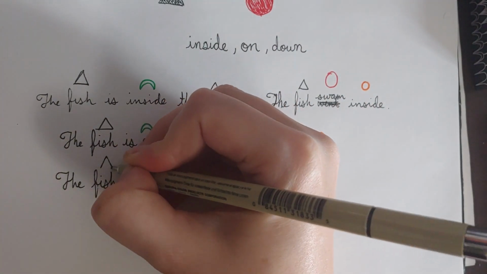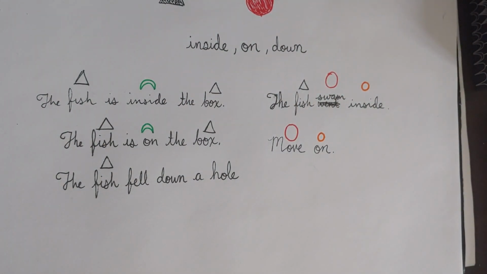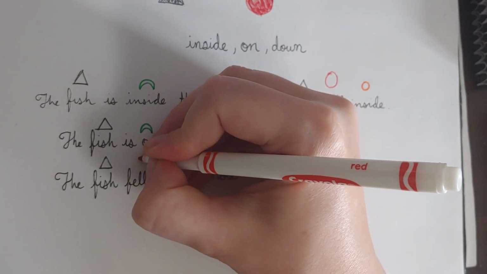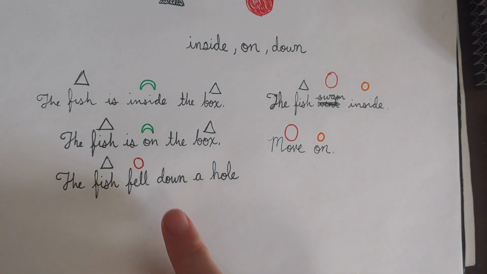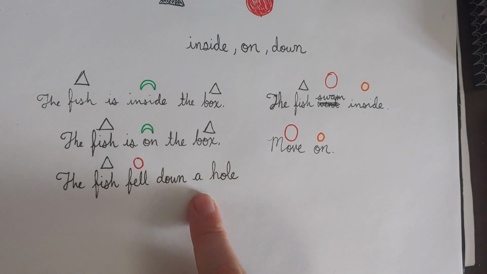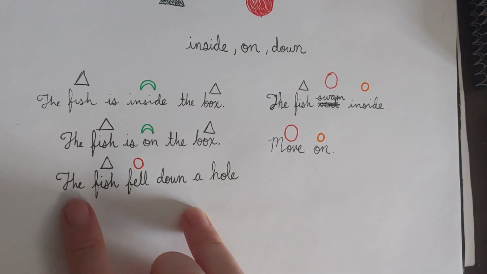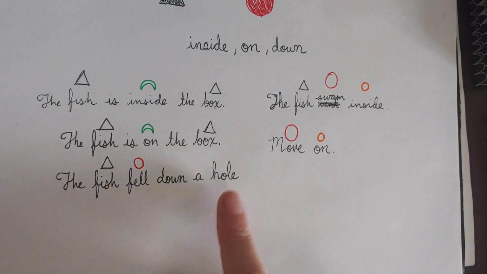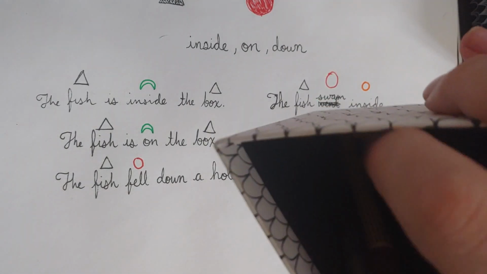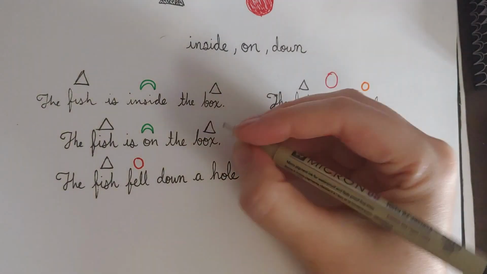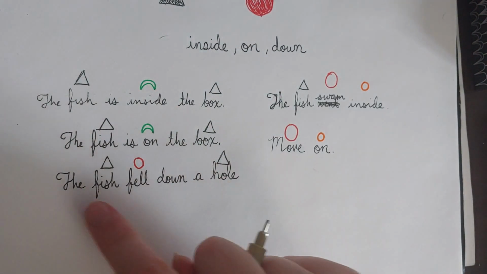Fish is our noun. Fell is our verb. It tells us what he did. He fell down. A and the are articles. We'll just leave them alone for this work. And a hole is a thing, right? That in there is a hole. So we have two nouns.